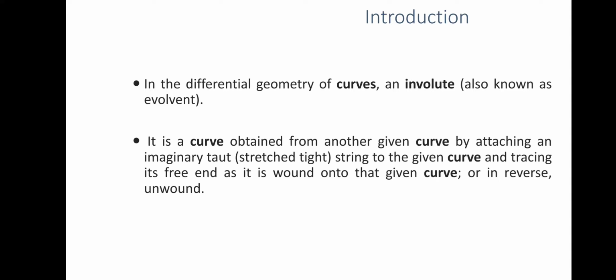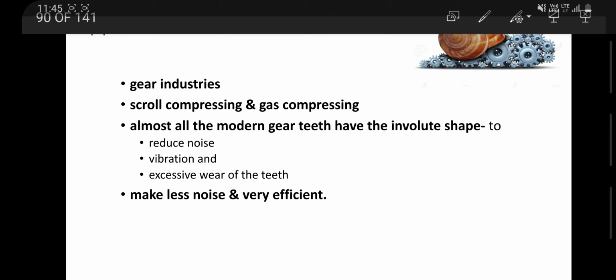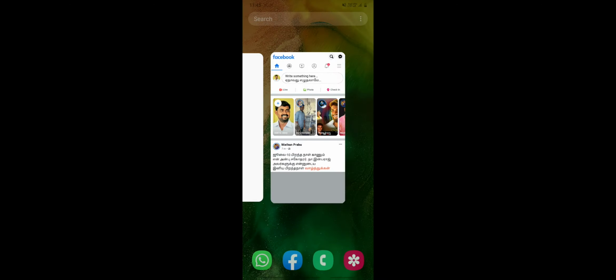In the differential geometry of curves, an involute, also known as an evolvent, is a curve obtained from another given curve by attaching an imaginary string to the given curve and tracing its free end as it is wound onto the given curve, or in reverse, unwound. Now we'll see a video about involute.